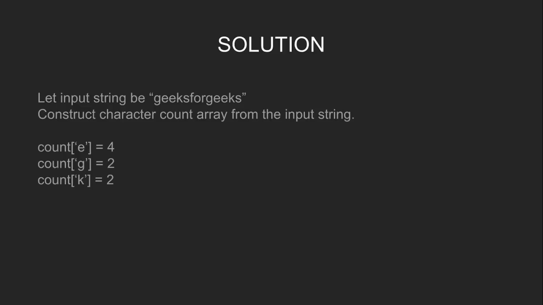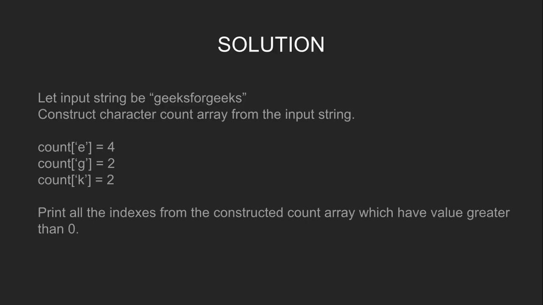Let the input string be "Geeks for Geeks". Construct the character count array from the input string. Count of E equal to 4, count of G equal to 2, and count of K equal to 2. Then print all the indexes from the constructed count array which have value greater than 0.